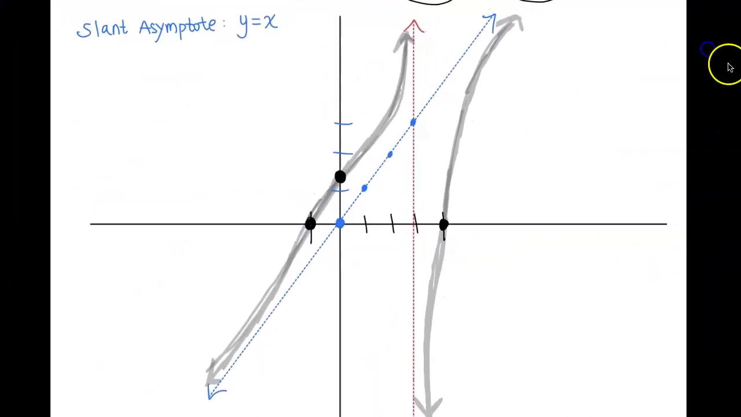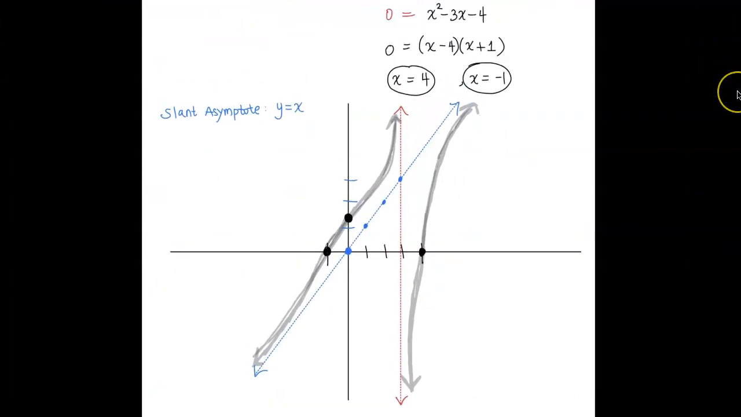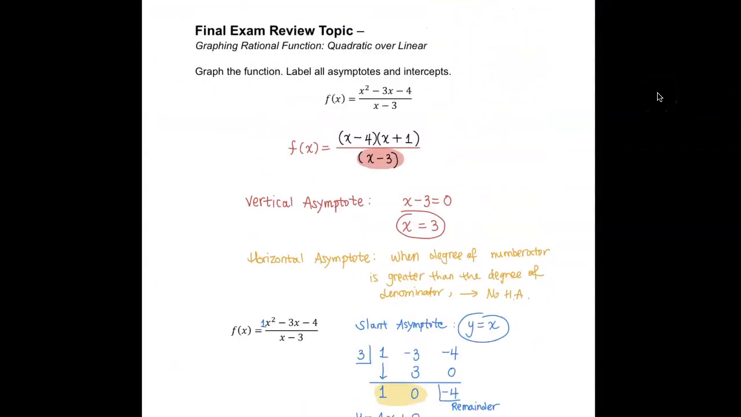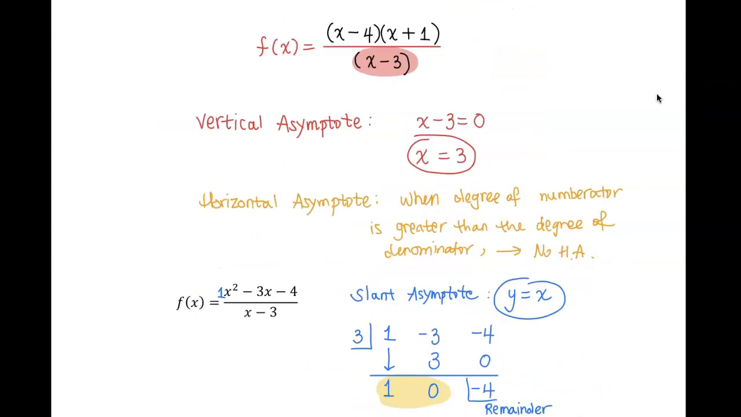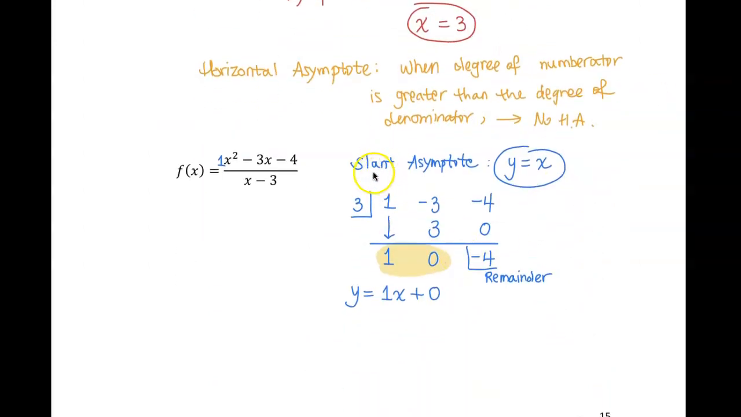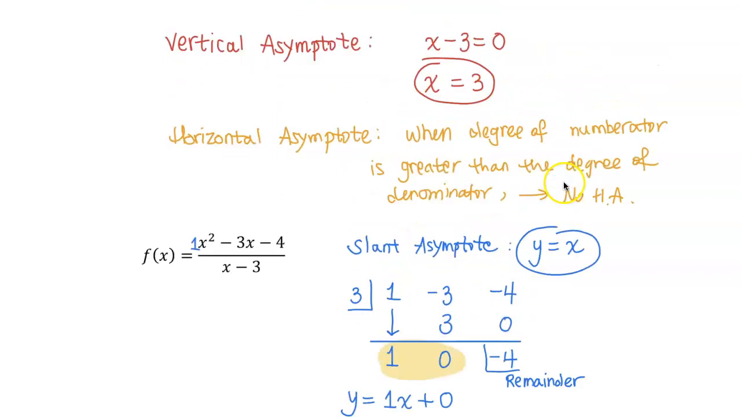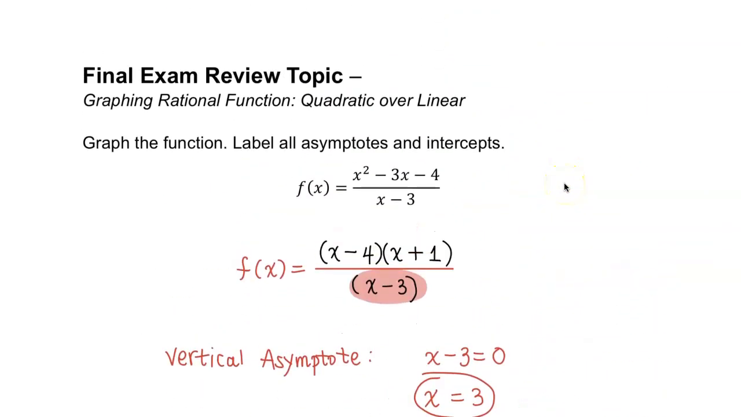Okay, but for this quadratic over linear case, I want you to remember that to find the slant asymptote, do the division. I showed you how to do the synthetic here, but just grab the quotient to write the equation for the slant asymptote. This particular graphing rational is one of the harder ones, but this is what you want to prepare for your final exam, as you will have a quadratic over linear case.